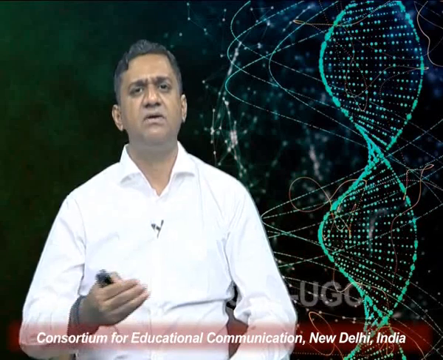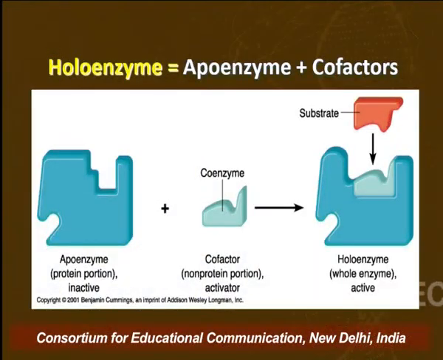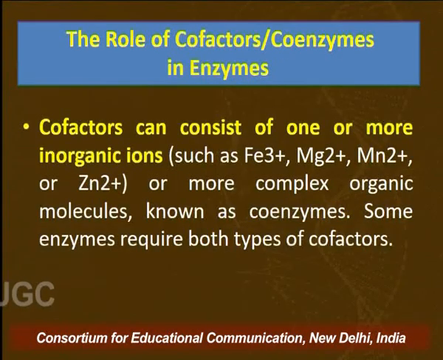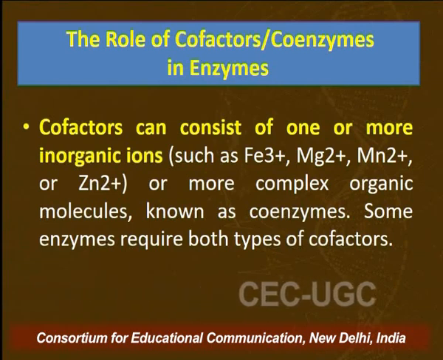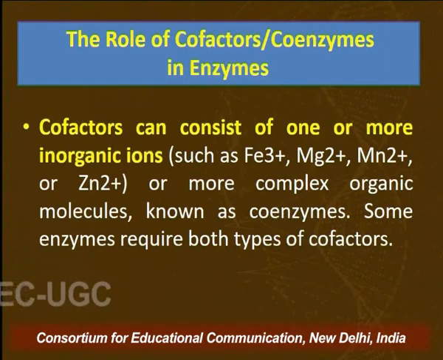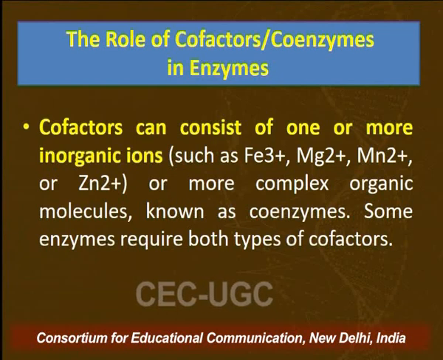Now this is a diagram which shows how the apo enzyme, which is the inactive protein part of the enzyme, binds with the non-protein portion, which is the cofactor or the coenzyme. As it binds, the enzyme becomes active to bind with the substrate. So the apo enzyme plus the cofactor or the coenzyme forms the holo enzyme. Now the cofactor can consist of various inorganic ions such as Fe3 plus, magnesium, Mn2 plus, zinc, like this one. So these inorganic ions form the cofactors for the enzyme.